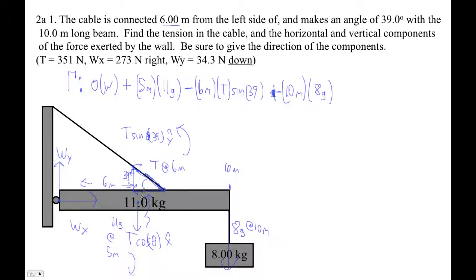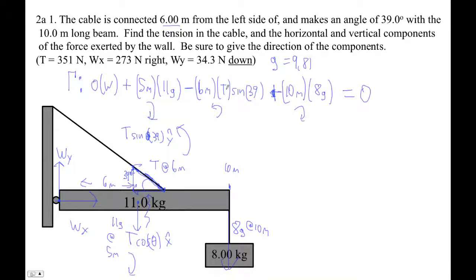Okay, so here are all our torques. We've got the wall, which is no torque at all because it's acting at the hinge. We've got the force of gravity, which is 5 meters times 11 times 9.81, where g is 9.81. We've got the force of this cable, which is 6 meters times t times the sine of 39. And then we've got the torque exerted by the little sign hanging at the end there. So 10 meters is how far away it is, times 8g, that's the force, 8 times 9.81. And that equals 0. The weights are positive because they tend to torque the thing clockwise. This is anti-clockwise, this is clockwise. That's what the signs are for.